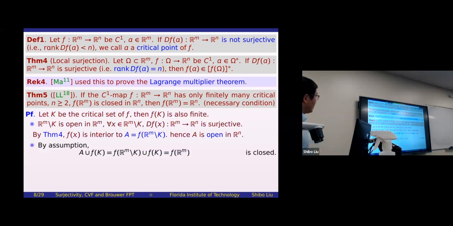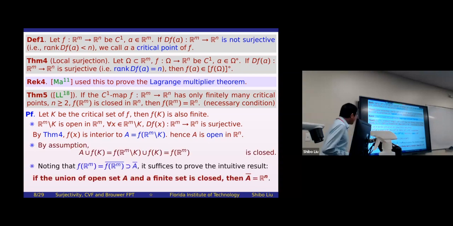On the other hand, the union of A and f(K), the image of K, by direct computation, is precisely the range of f, the whole f(Rn). So we have a non-empty open set, and adding finitely many points to it, you get the whole range f(Rn). But f(Rn) is closed, therefore f(Rn) equals its closure, which contains the closure of A. So if you know that the closure of A is the whole space Rn, then f(Rn) must equal Rn.